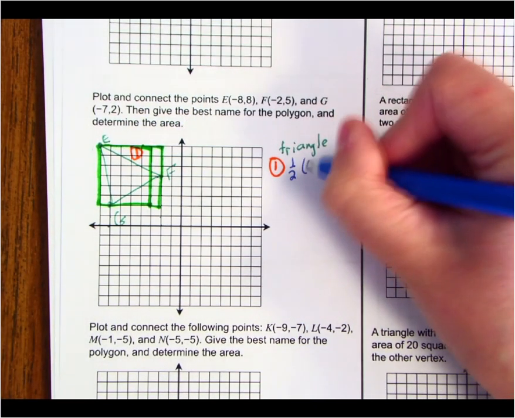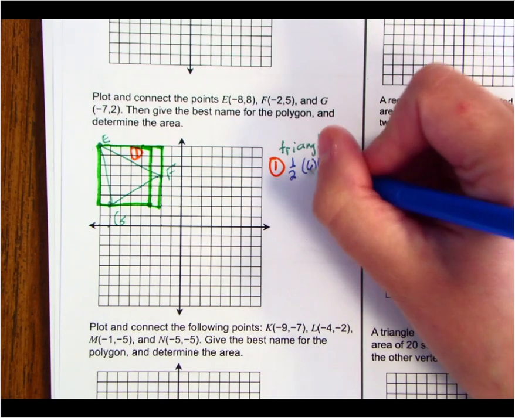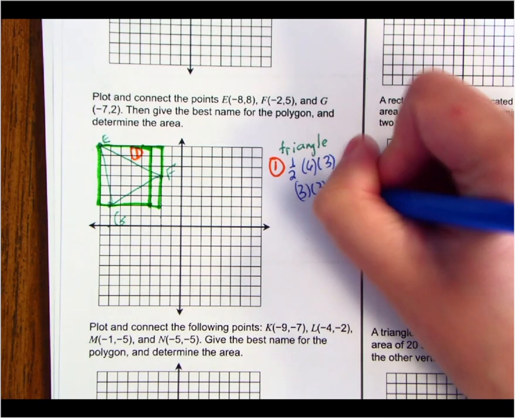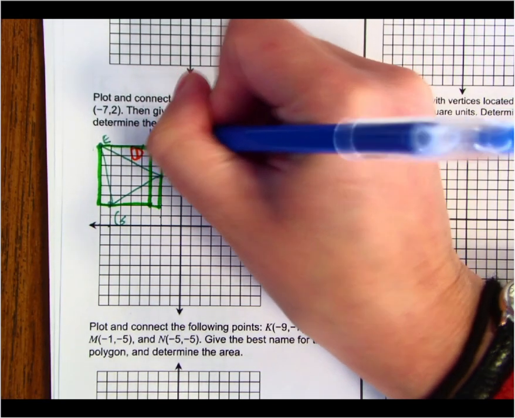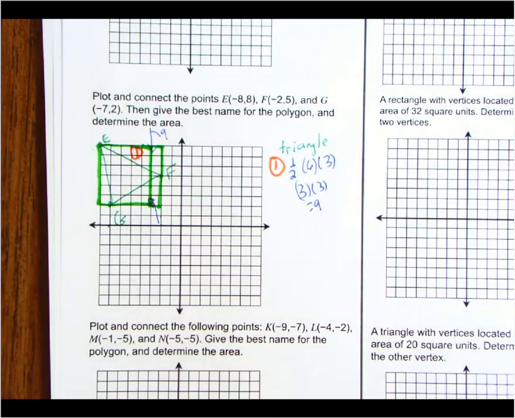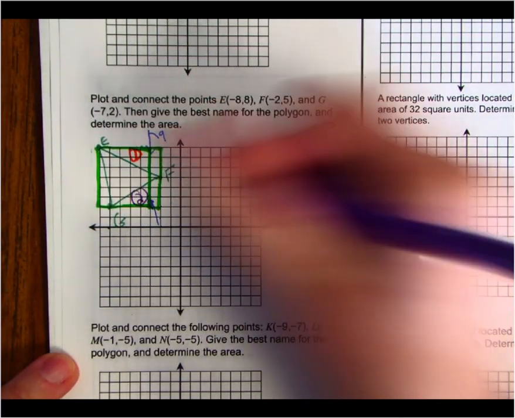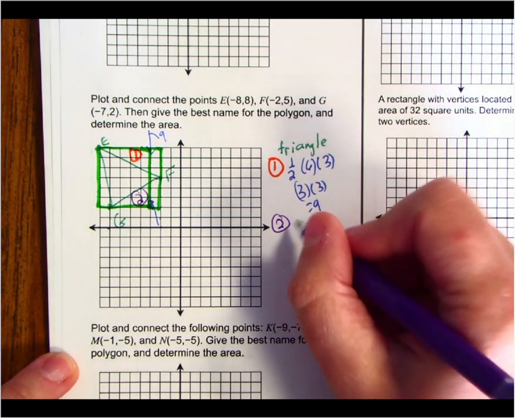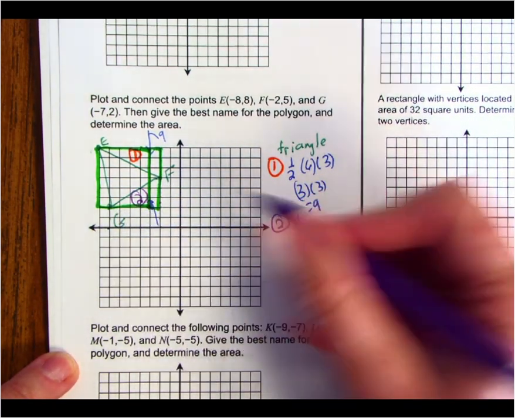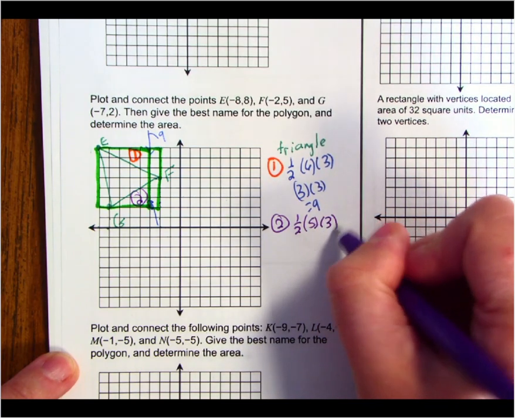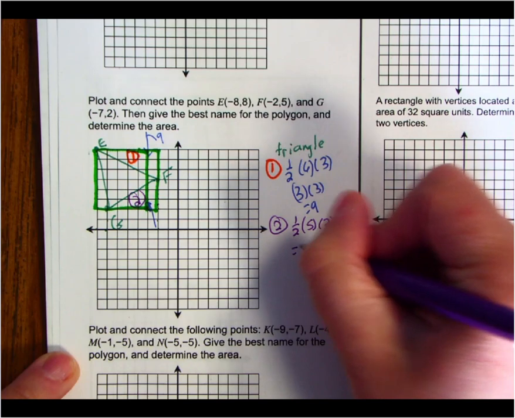So times 6 times 3. So that would be 1/2 times 6 is 3 times 3, which is 9. Okay, so this one's going to be 9. Okay, so now I'm going to find this one. I'm going to label that one, I'm going to use the purple one, and I'm going to say 2. So number 2 is going to be 1/2, 1, 2, 3, 1, 2, 3, 4, 5. So 5 times 3, so that's 15 divided by 2, which is 7.5.